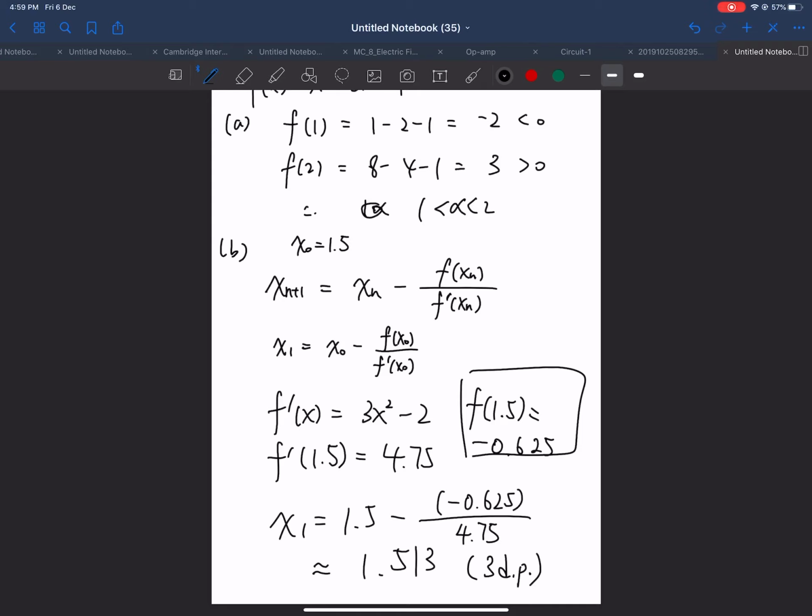Man, your calculator is not working. I find the wrong solution. 1.631, okay. 1.632. 3 d.p. Given your question is 3 d.p.